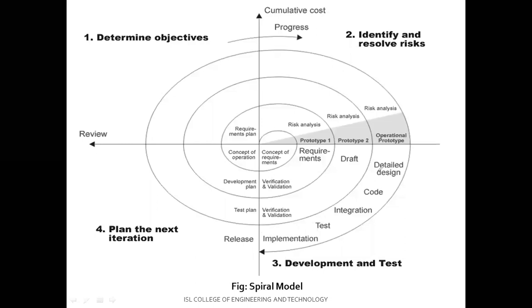Now in here you've got the x-axis, you've got the y-axis. The first quadrant is determine the objectives. Second is identify and resolve risks. Third is development and test. And fourth is plan the next iteration. Within the spiral model, you're going to start from gathering the requirements. The first cycle in here, concept of requirements. How you're going to collect the requirements, you're going to start in here.